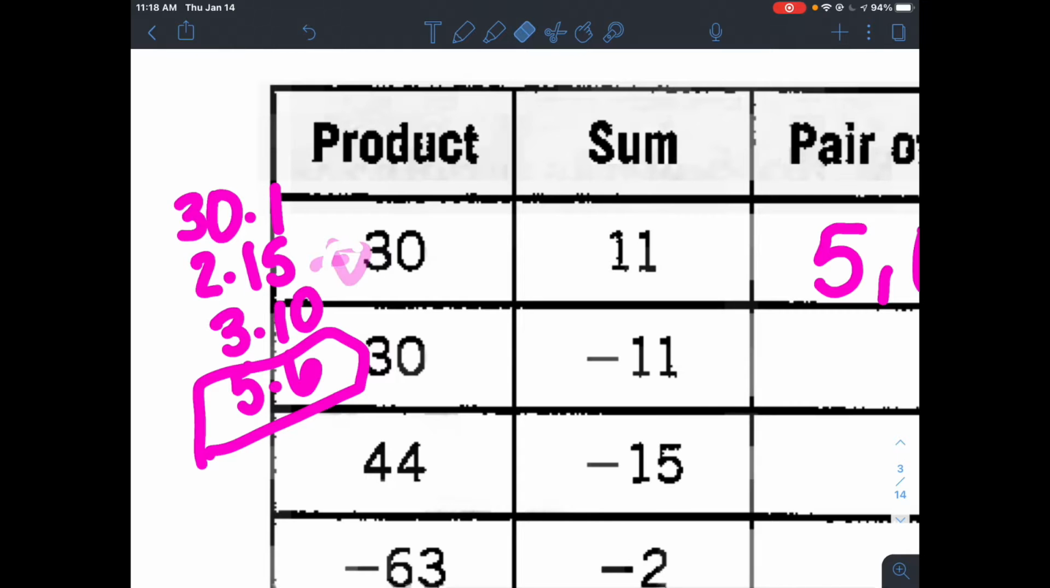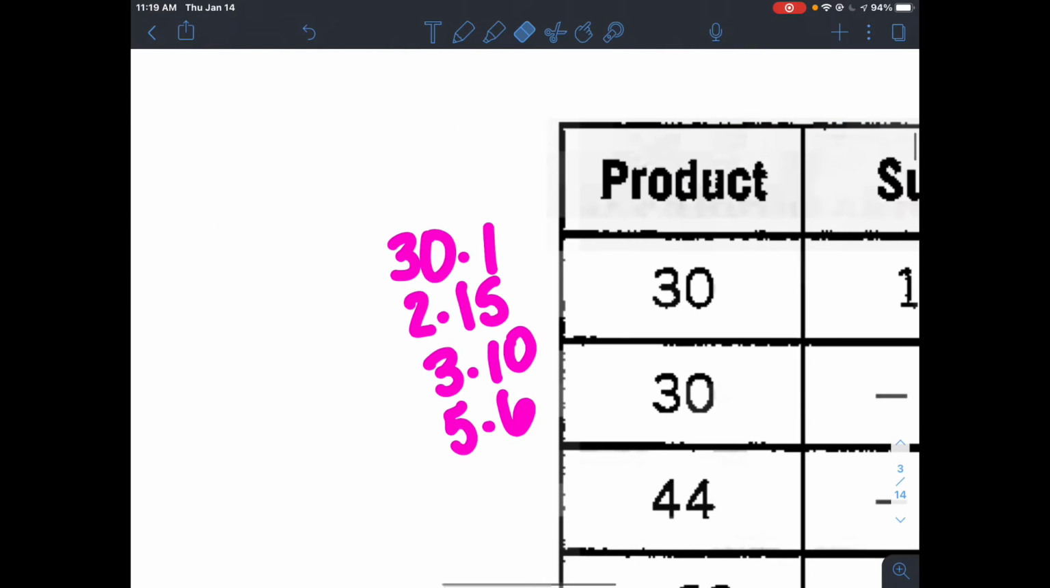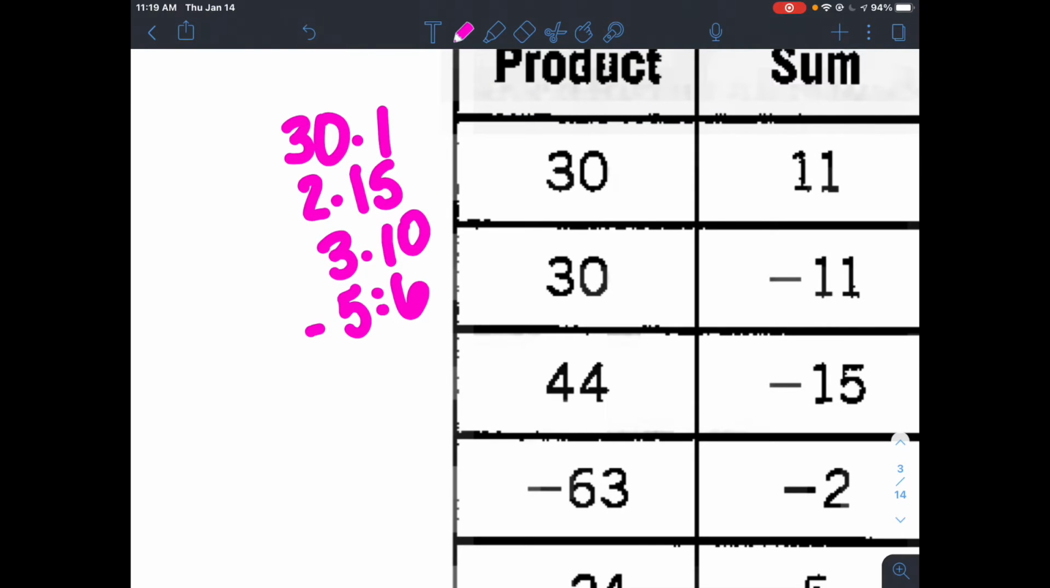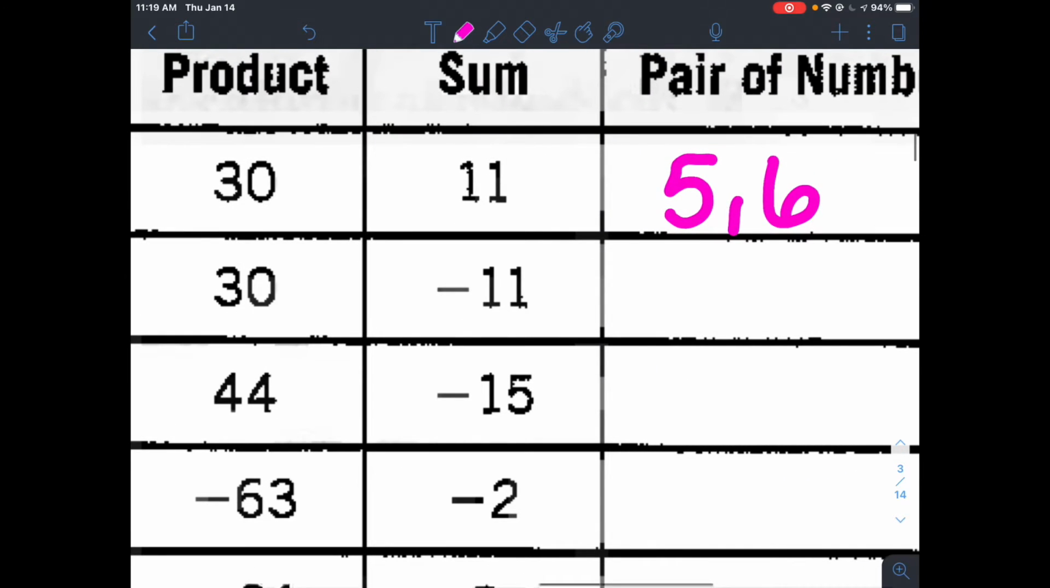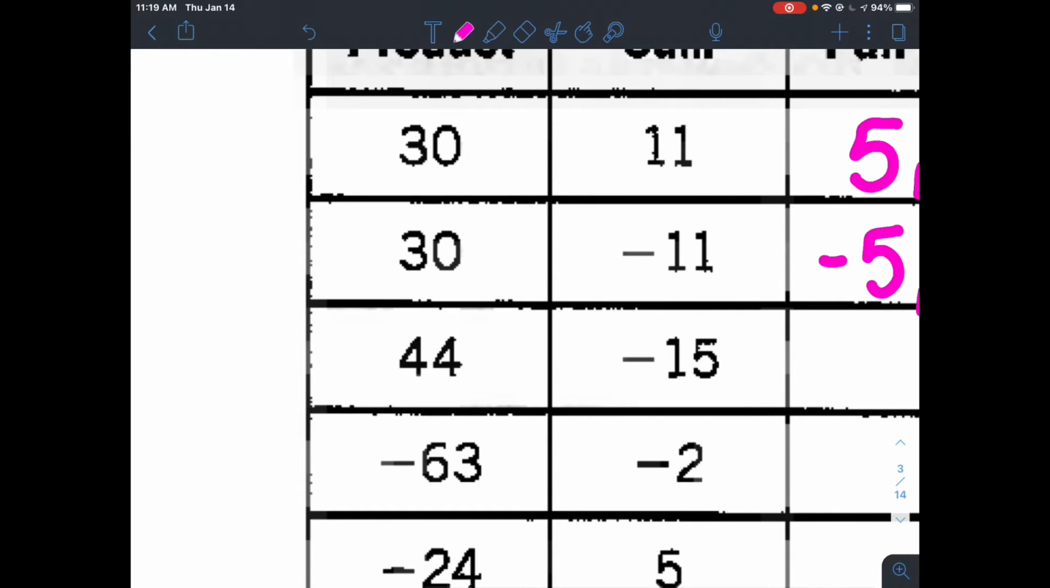So now we also need a product of 30 still. Okay, product of 30, except this time they're going to add to negative 11. So out of these 4 combinations, which one will add to negative 11? Well, if I made my 5 and my 6 both negative, negative 5 plus negative 6 will give me negative 11. So negative 5, negative 6. And we can do the same thing for the rest of them.